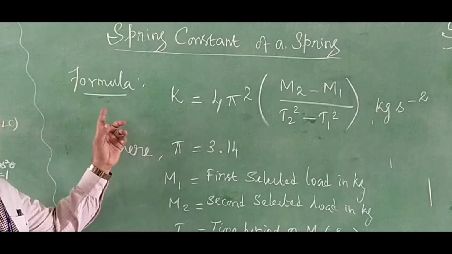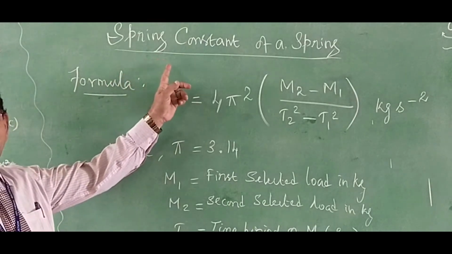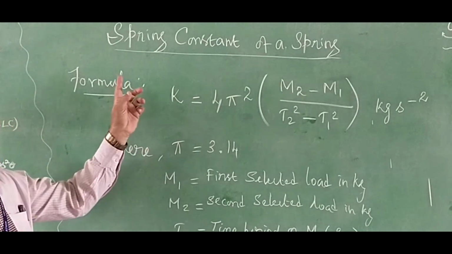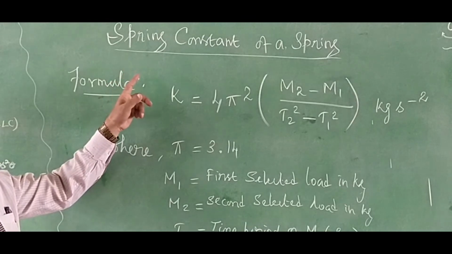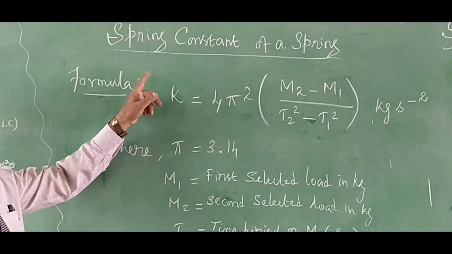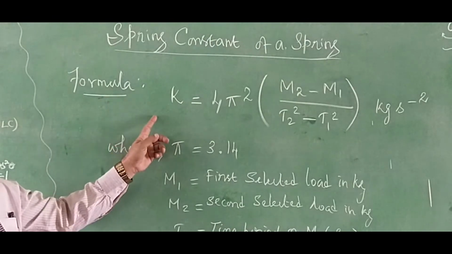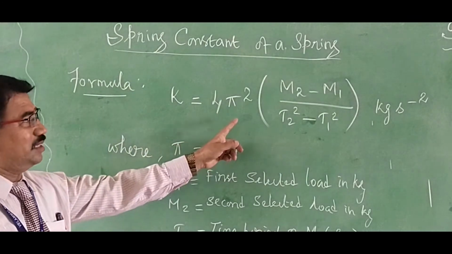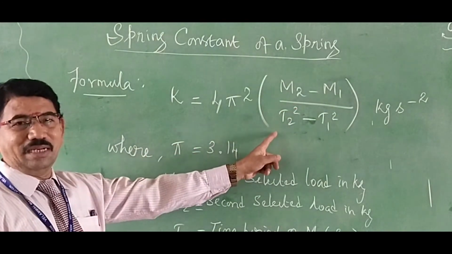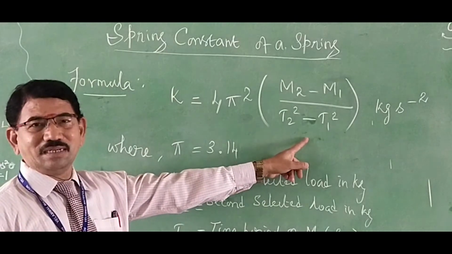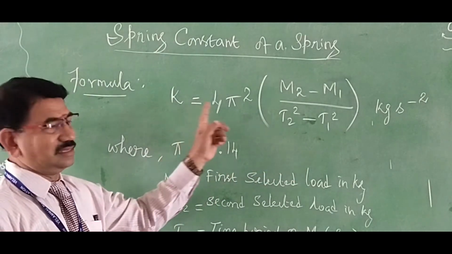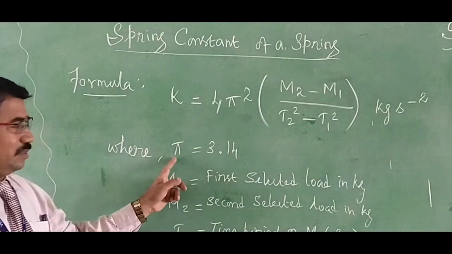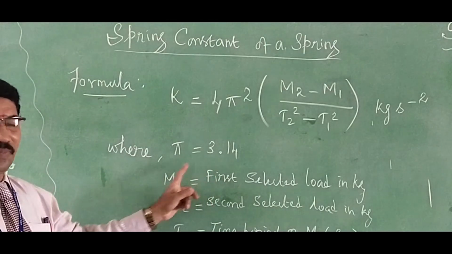Today we are going to discuss the spring constant of the spiral spring. To determine the spring constant of the given spiral spring using vertical oscillations, we are going to use this formula: spring constant K is equal to 4 pi square times (m2 minus m1) divided by (T2 square minus T1 square). The unit of the spring constant K is kilogram per second square, where pi is equal to 3.14.